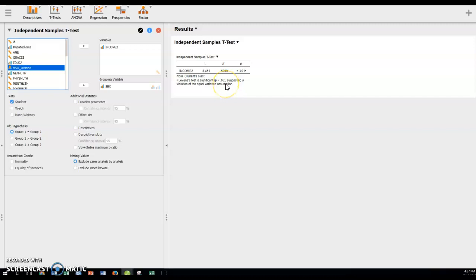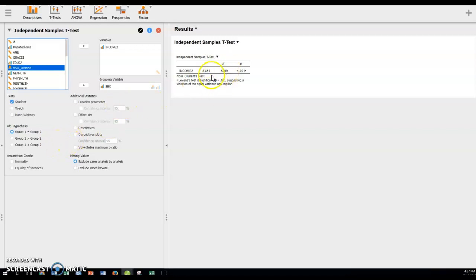The null hypothesis would be that there's no difference between the male and female income. Our alternative hypothesis is that there is a difference. This low p-value is evidence against the null hypothesis, telling us it's likely that men and women are making different amounts of income in Pennsylvania.